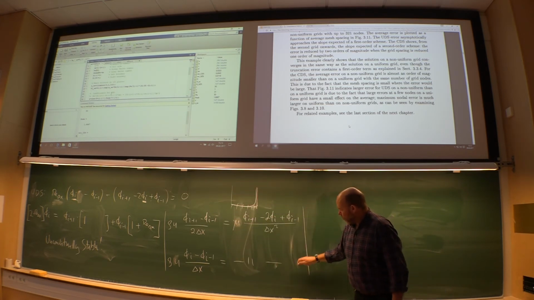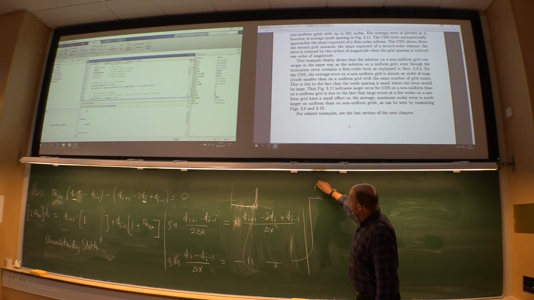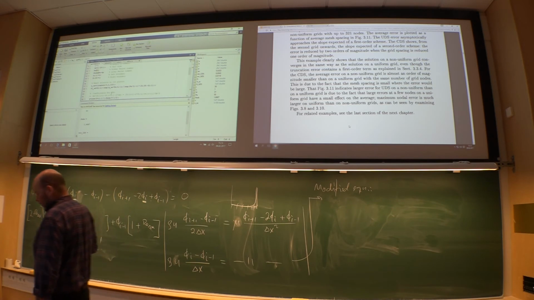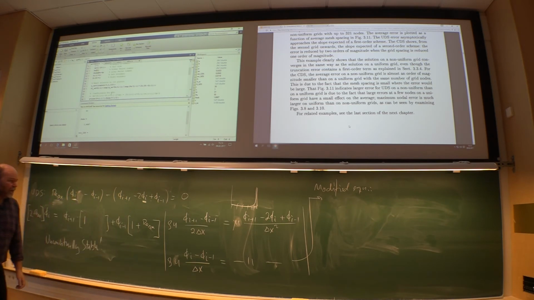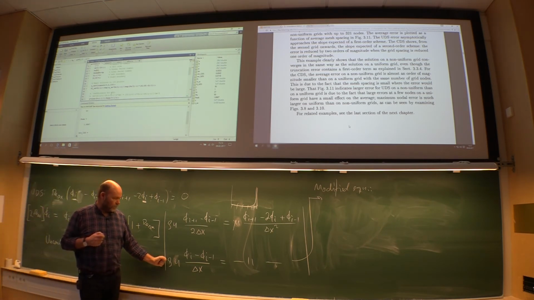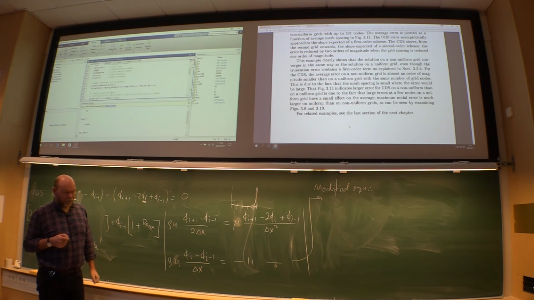We have the upwind here. Find the modified equation. Modified equation. How can we do that? Well, here it is not so difficult to find the modified equation because we don't have any time derivative in the problem at all. So that should be a little bit easy.